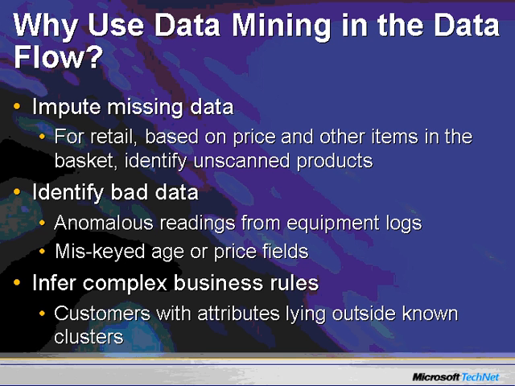I could also use data mining to identify bad data. So, for example, anomalous readings from equipment logs, readings which are outside the range of acceptable values, can be very difficult to write the rules to calculate, because there may be so many parameters. But data mining can say, well, here are the good readings that we know about. Let's compare the incoming readings with the good readings and look for anomalies. And things like miskeyed age and price fields.